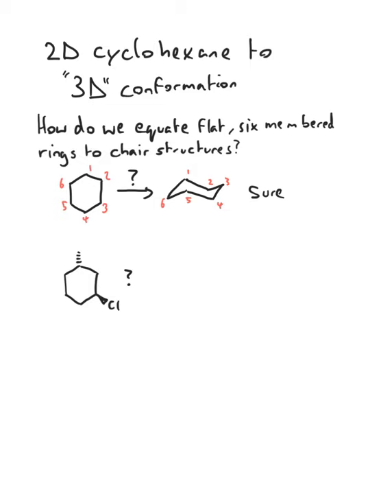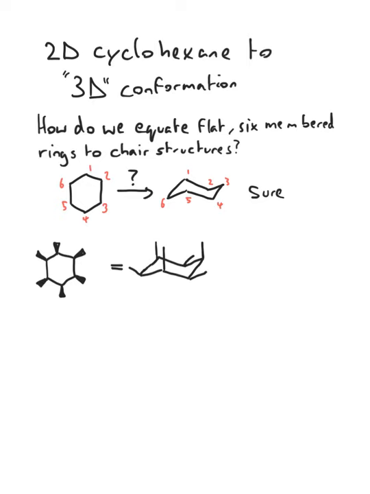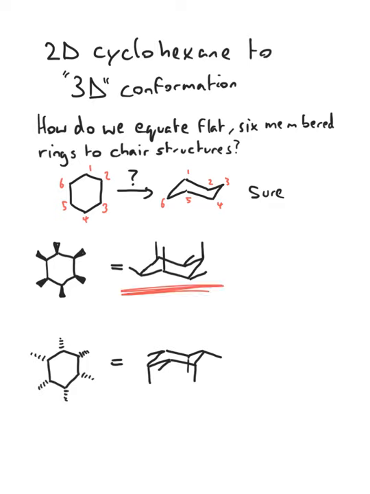Now it turns out that the wedges do not automatically mean that they are axial, and the dashes do not mean that things are equatorial. It's slightly more complicated. They are relative positions. So if we had all positions wedged on a 2D cyclohexane, the chair would look something like this. Notice how all the substituents are pointing up, relatively speaking.